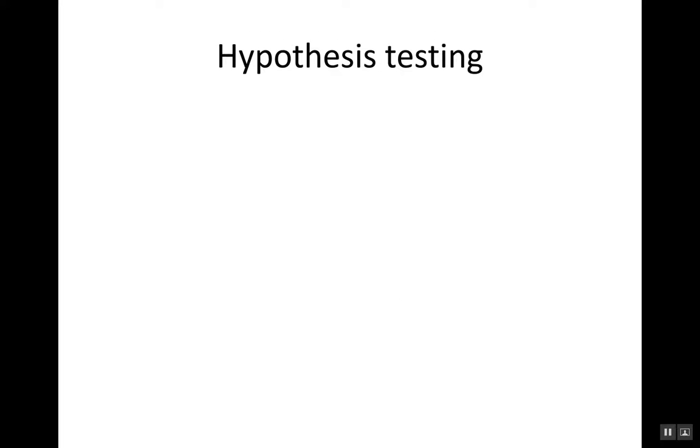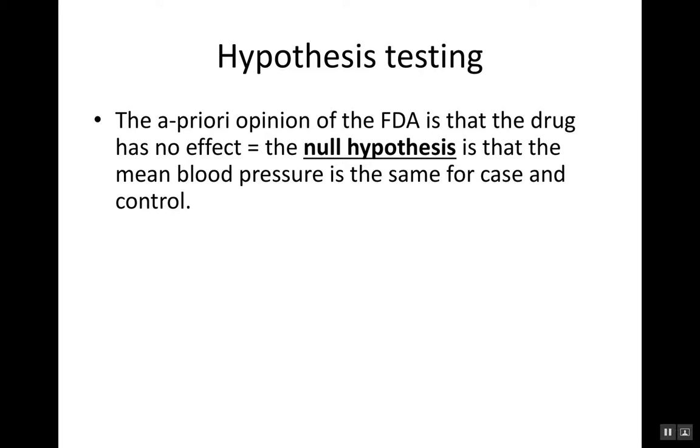Okay, so we have the setup of the experiment, and now we need to set it up in terms of hypothesis testing. So the a priori opinion of the FDA is that the drug has no effect. That is the null hypothesis. So the null hypothesis is that the mean blood pressure is the same for the case and for the control.